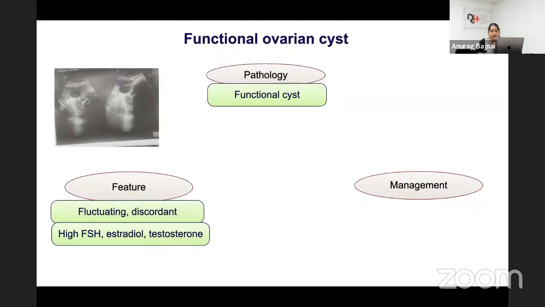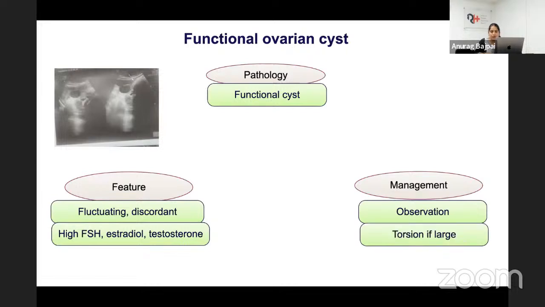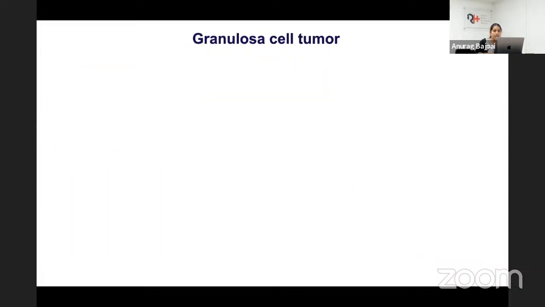So it should be clearly asked, when the patient comes to us with these features, what happens to the size of the thelarche after the bleeding. We have to observe these patients, and surgery is required when there is a torsion or when the size of the functional ovarian cyst is more than 8 centimeters.